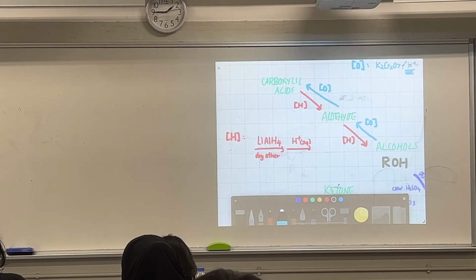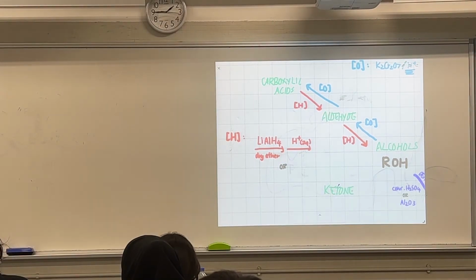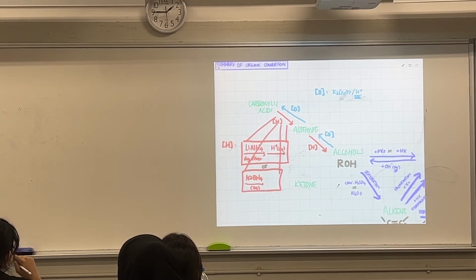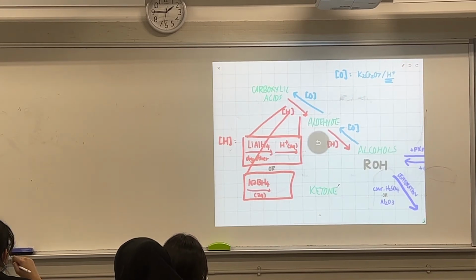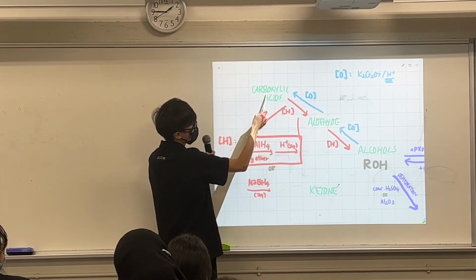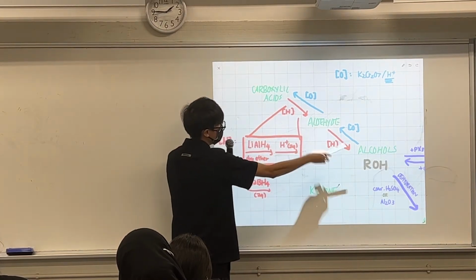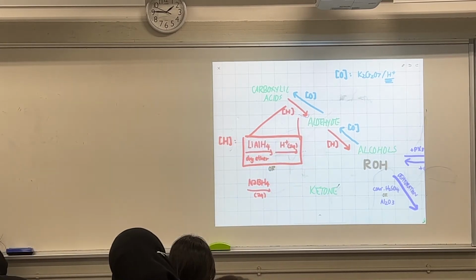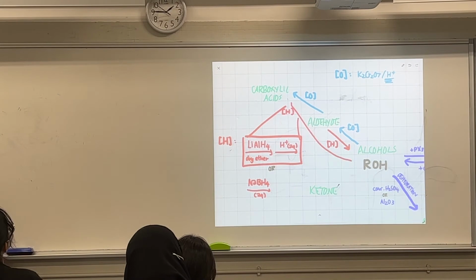Or you can use, what is the alternative? NaBH4, yes, this can be used in aqueous condition. So that means you either draw these two arrows in here, or you draw this single arrow in here. So, let me be clear. You see this arrow pointing this way. So when asked what is needed to convert carboxylic acid back into alcohol, this arrow should go from here all the way to there.